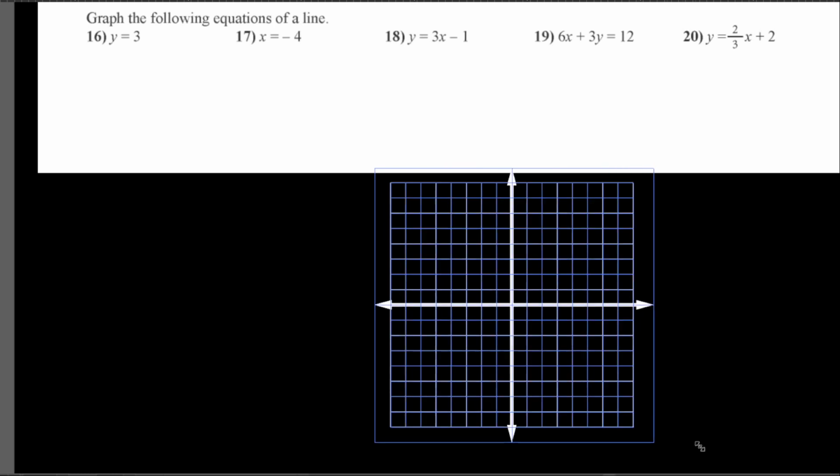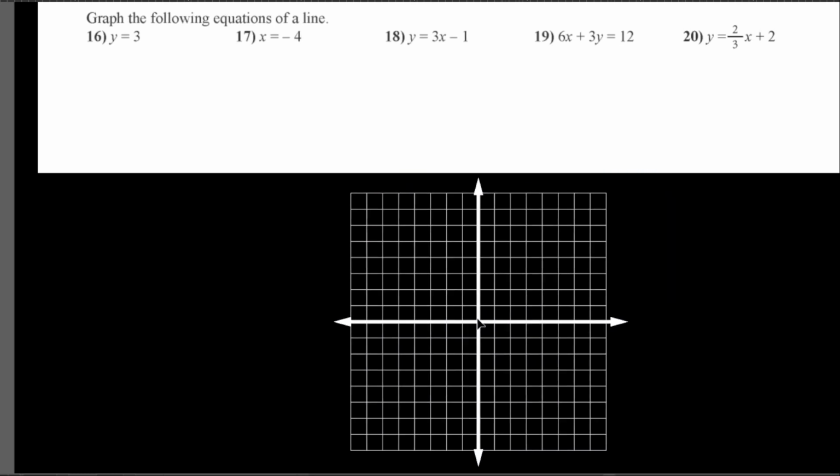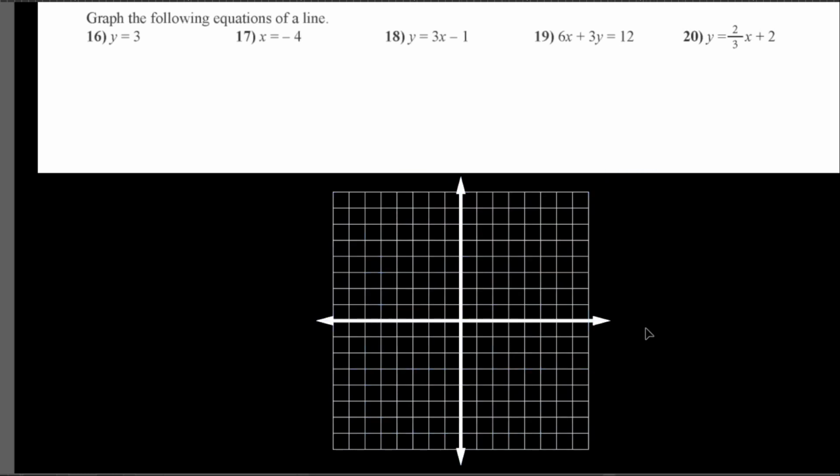Make it a little bit bigger so we can see it. I'll just put it right in the middle. All right, I'm going to go through this pretty quick. I'm going to do this one in red. This one says y equals 3.